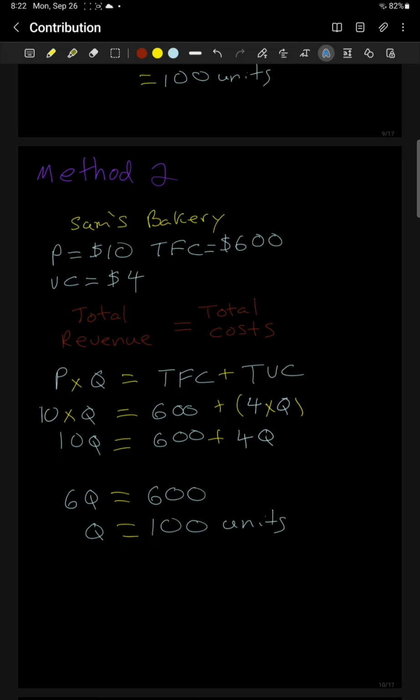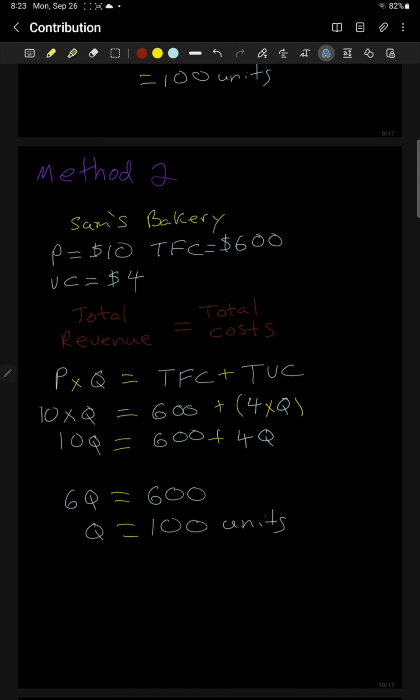And we can do an equation to figure out the quantity needed, because total revenue equals price times quantity. So price times quantity equals total fixed costs plus total variable costs. And we can break that down a little bit more. We know, for example, the price is $10 and the Q, but we don't have the Q, that's what we're trying to figure out, equals total fixed costs, which is 600, plus the variable cost, which is 4 times Q.